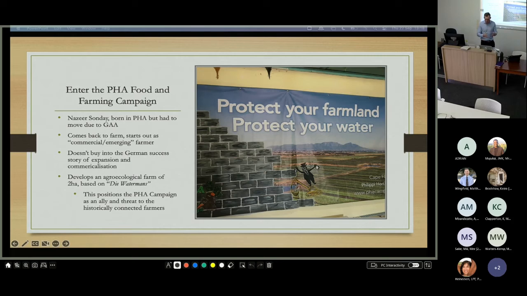Nazir Sonde is the head of this group, the PHA Farming Campaign. He lived in the PHA, and then during apartheid, he had to move out. So he was in a farming area and had some sort of relation to farming. We can't really establish how committed he was to farming and on what scale; it was more like subsistence farming. But when he moved back into the area after apartheid, he wanted to buy his farm, 2 hectares, but he had to ask the white landowners on the left side and the right side of his property to allow him, as a colored person, to come and buy in the area. That politics of race, but also farming model, as I'll show later, is very important in understanding the PHA's position in this area.